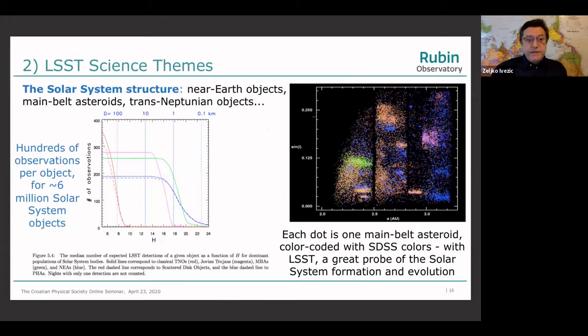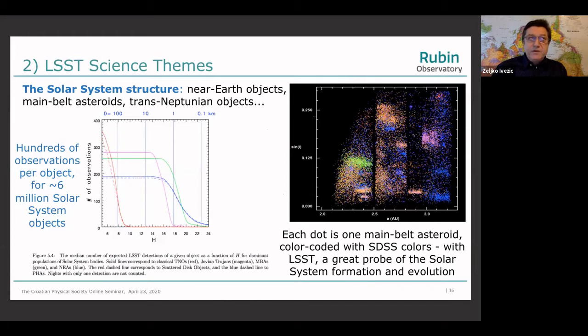In the same context, we also will find a lot of asteroids. So the solar system structure is another important part of the LSST science portfolio. Today we know about 1 million asteroids in catalogs. For most of them, the data are very scarce. You barely know their color. Usually you don't, and basically just have their orbit.